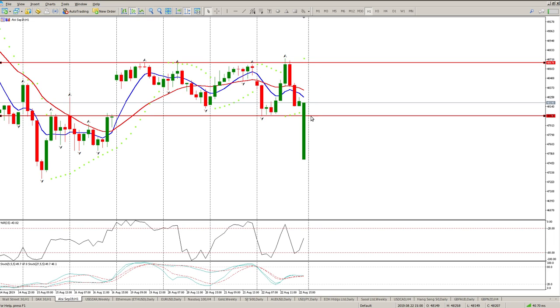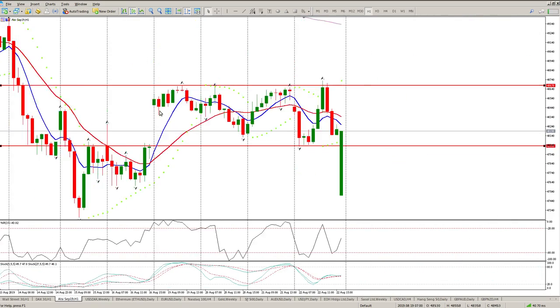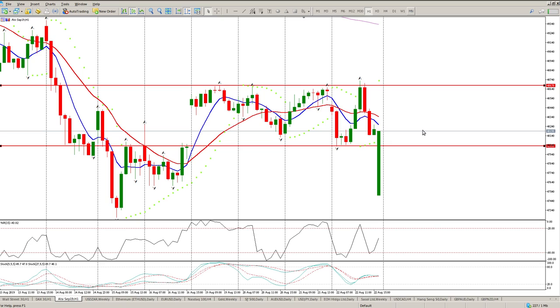So yeah, pretty much suspect some more of the same. We are expecting central bankers to come out in the US with some news this afternoon. So I wouldn't be surprised if we just continue in this range for the rest of today.